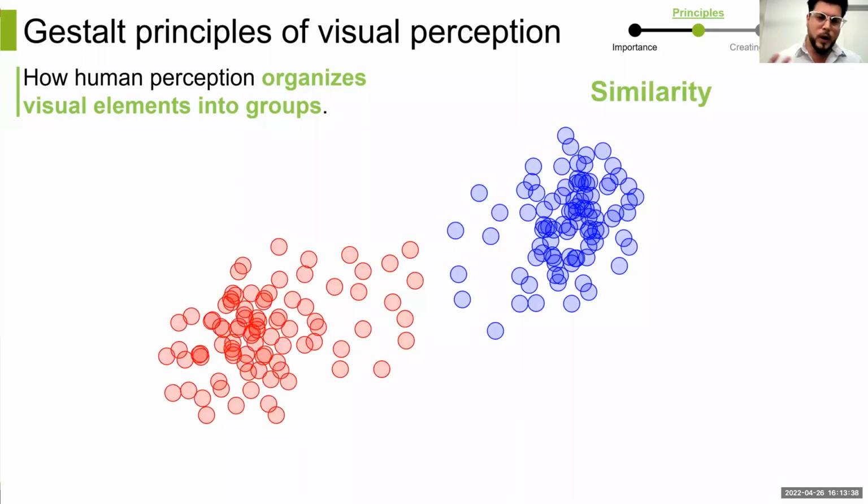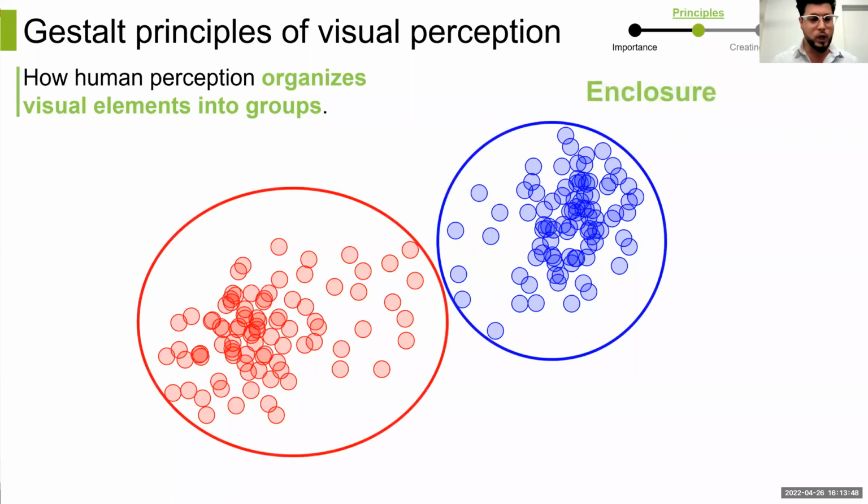Our brains group objects that share the same color, shape, or direction. For example, adding color to this scatter plot reinforces these two different groups. At the same time, enclosure is bounding objects that are perceived as a group. So in addition to using color, we can enclose the two groups with circles or other shapes. So here we are adding more and more complexity in terms of how to visually represent this specific idea.